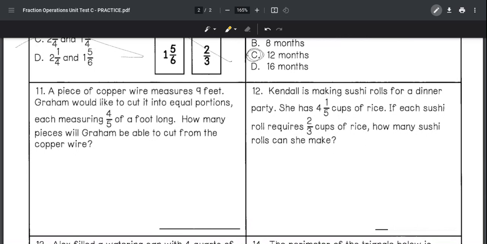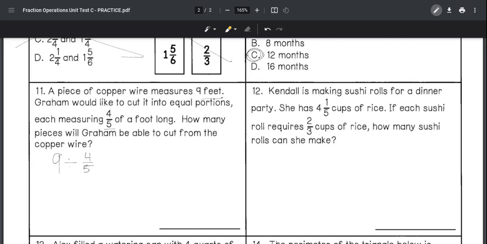Number 11, a piece of copper wire measures 9 feet. Graham would like to cut it into equal portions, each measuring 4/5 of a foot long. How many pieces will Graham be able to cut from the copper wire? So I have 9 feet of wire, and I want to split it into 4/5 size sections, and I want to know how many pieces I'll get.